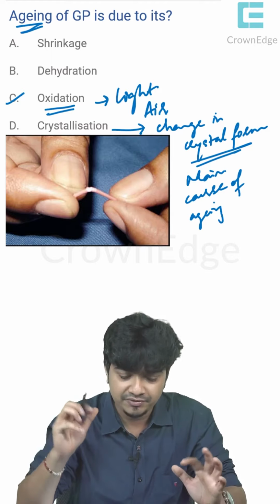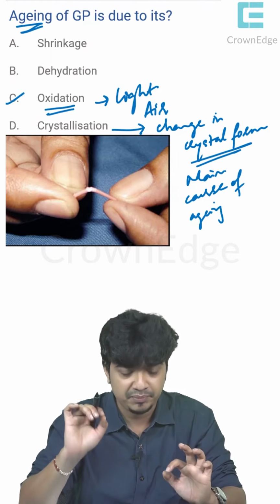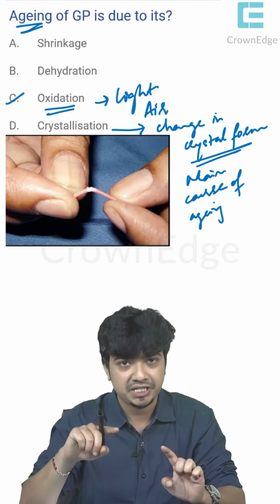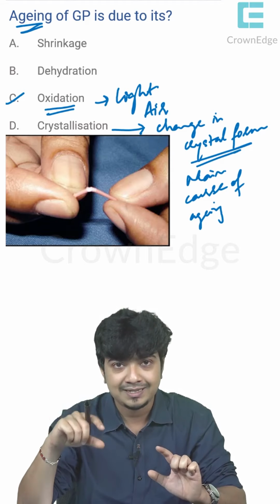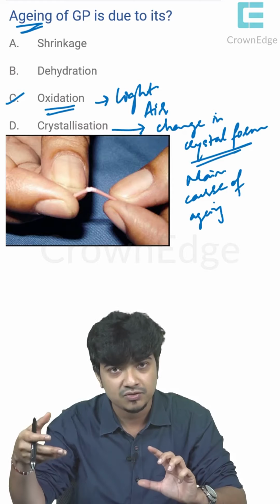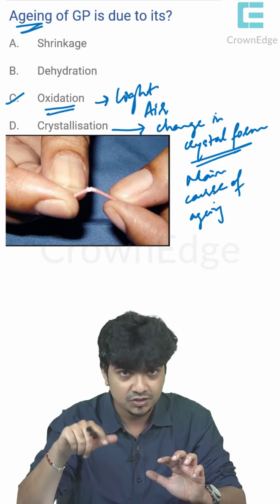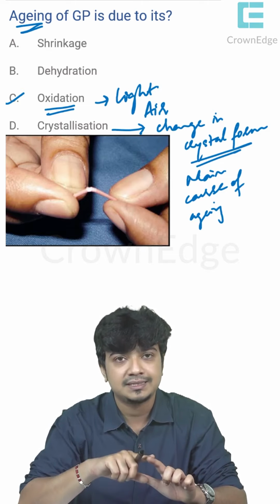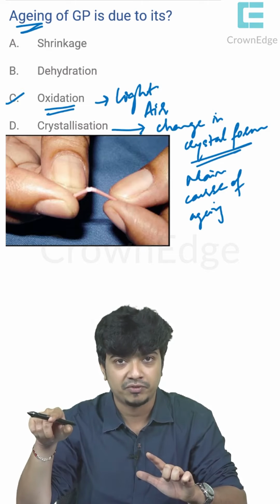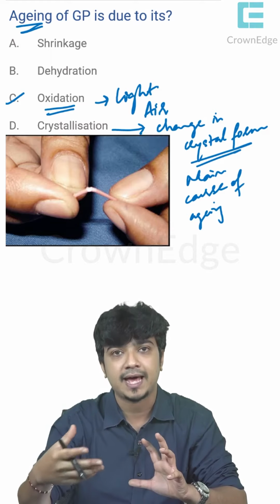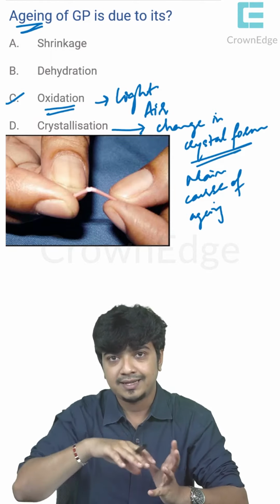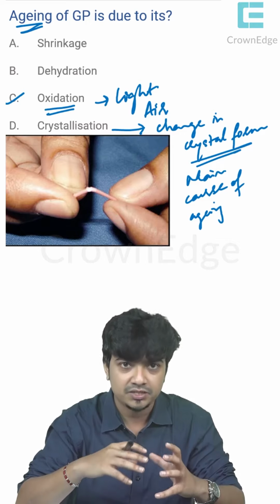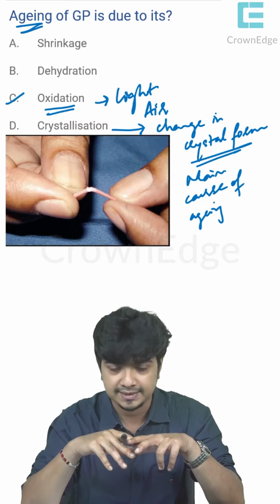So mostly if the oxidation option is given, please choose oxidation. If there is change in crystal form or crystal phase or change in phase of gutta percha which is asked, and oxidation is not mentioned, then please do mark the answer as change in crystal form of gutta percha, because that is what is finally happening after oxidation. There is a slight change in the crystal form from alpha and beta. We will be discussing that.